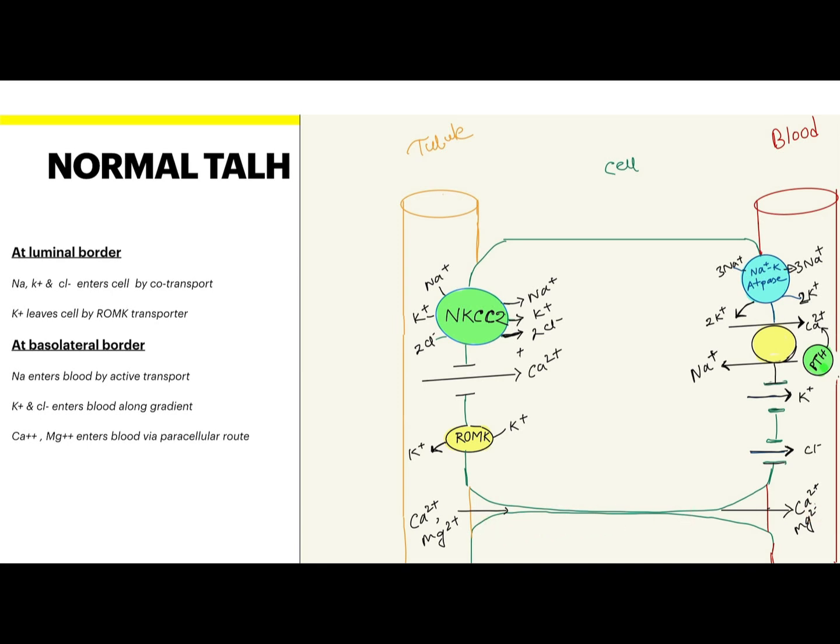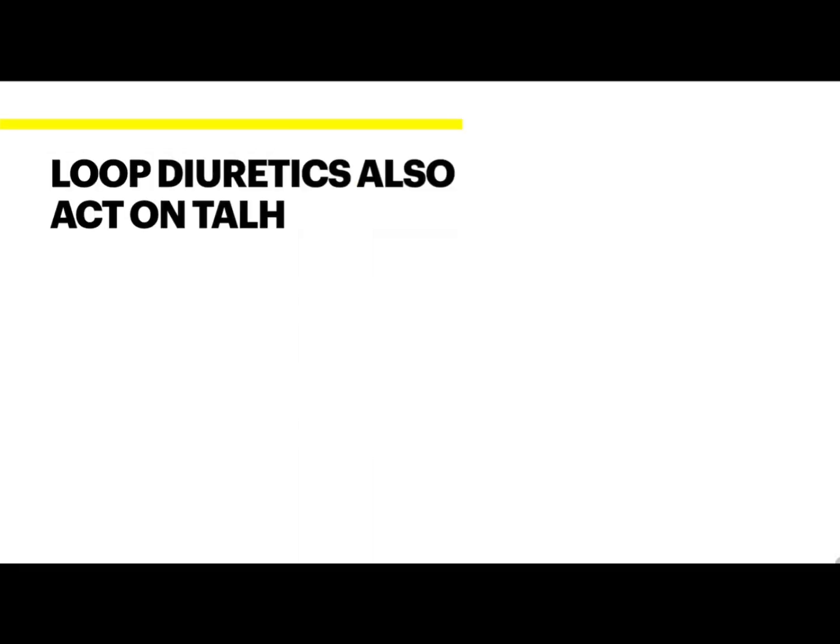About 50% of the calcium enters the cell through the transcellular route and is reabsorbed into the blood in exchange for sodium. This transcellular calcium reabsorption is supported by the parathyroid hormone. Loop diuretics also act on the thick ascending limb of loop of Henle and can present similarly to Bartter syndrome.